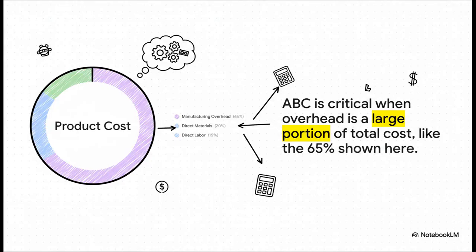And just take a look at this. For a company like this one, a mind-blowing 65% of a product's cost is tied up in overhead. Now, imagine trying to spread that massive cost around based on a simple average, like how many units you make. It would be a total mess. You'd be hiding your most profitable products and making others look like winners when they're actually losing you money. This is the exact kind of business that screams for ABC.